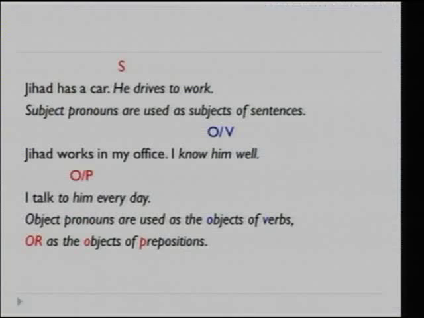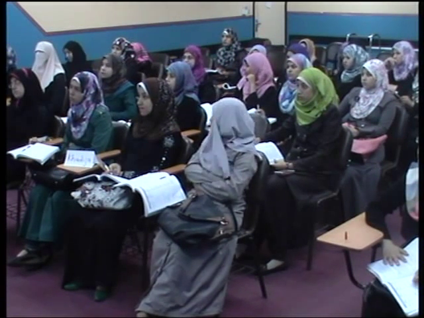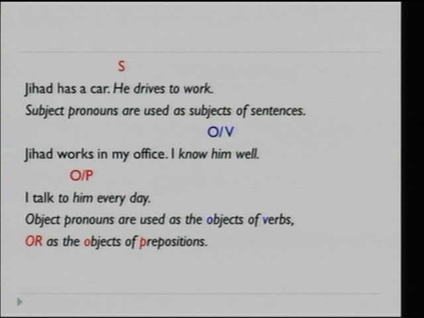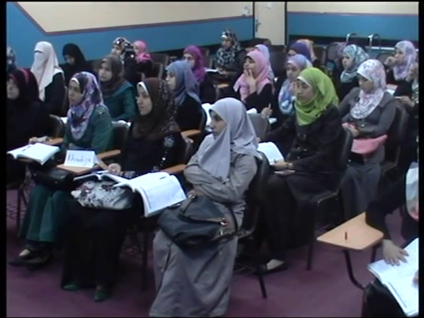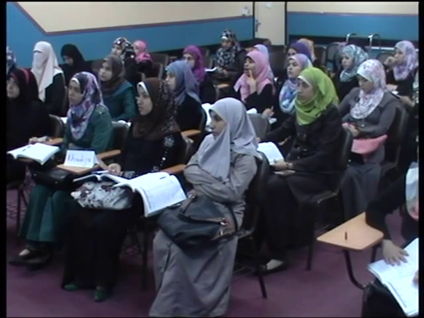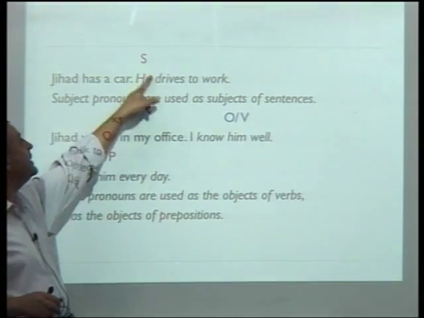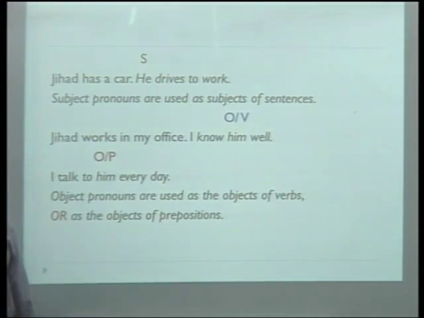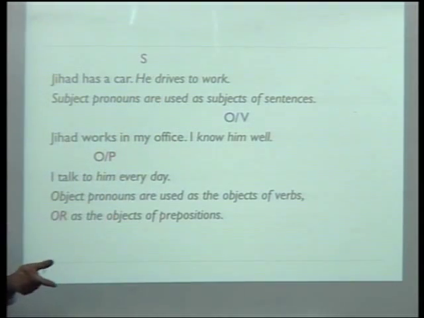Now, look at the sentence. Yes, read please. Jihad has a car. He drives to work. Now, where is the subject in this sentence? Jihad. Where is the object? A car. Now, he drives to work. What does he refer to? Where is the antecedent? Jihad. Now, this is what? A subject.